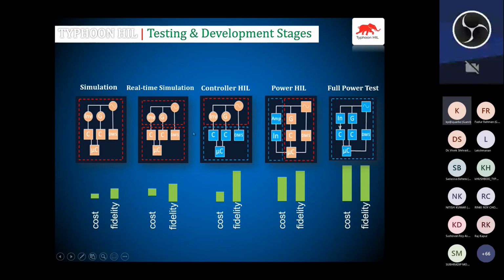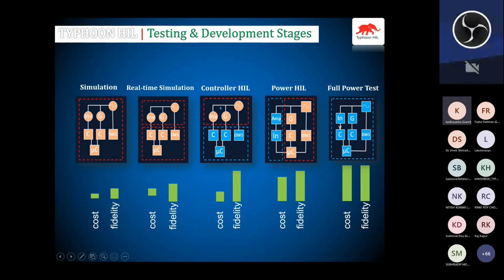Coming towards controller hardware in loop simulation, here you can see two different colors: the controller is framed by a blue rectangle and the plant is framed by a red rectangle. That is, here our controller is actual and the plant is digital.